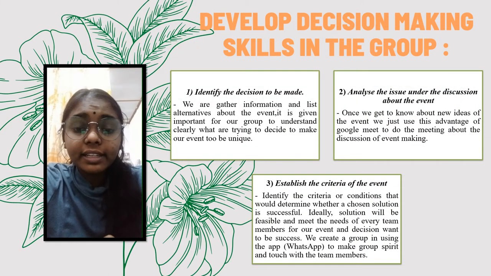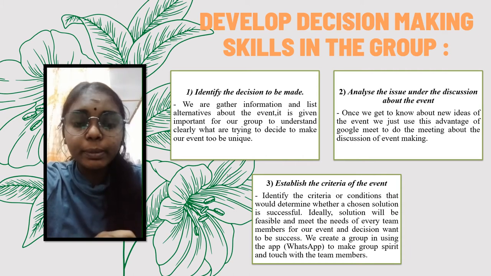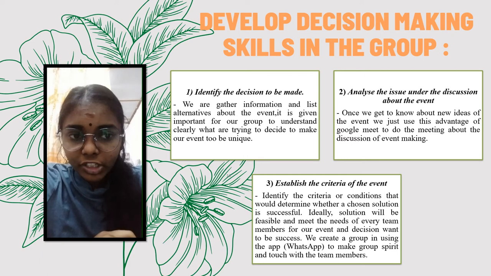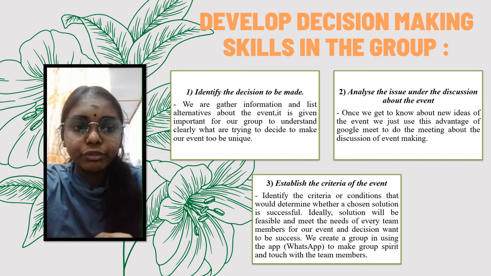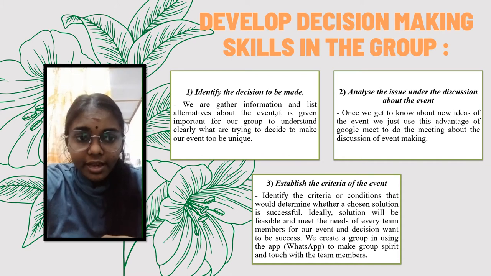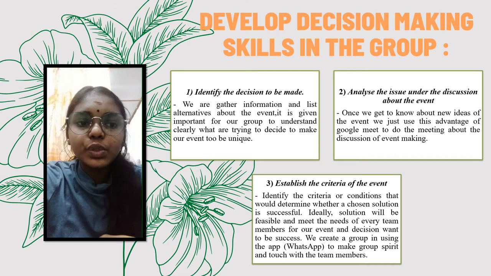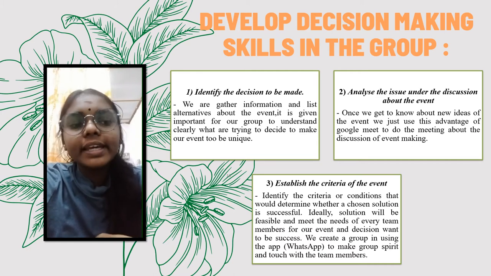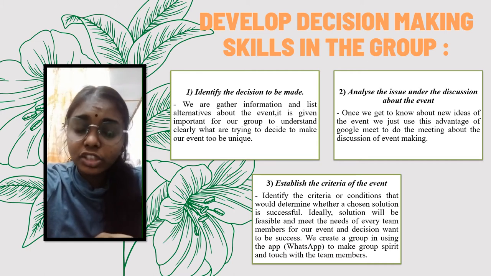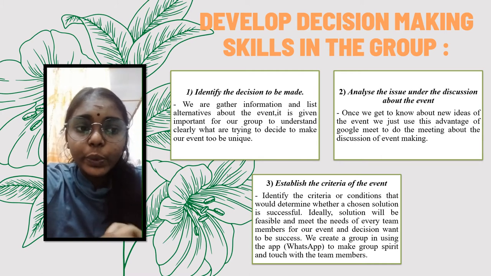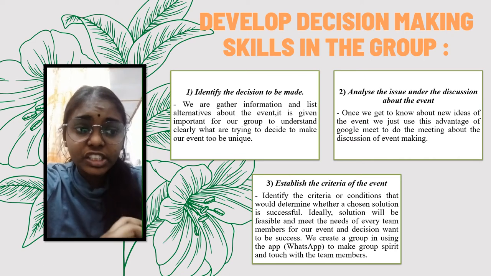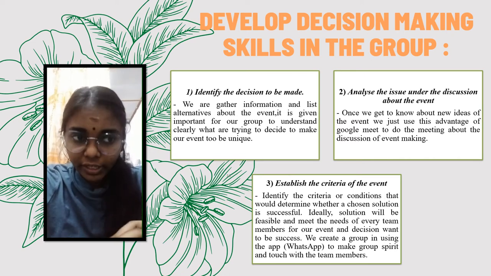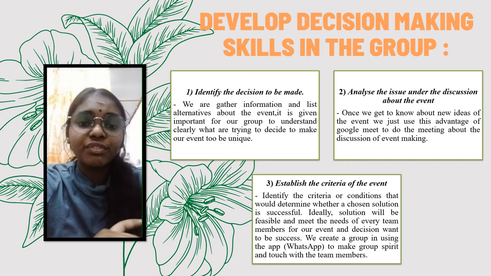Decision making skills in the group. Firstly, identify the decision to be made. We gather information and list alternatives about the event. It is important for our group to understand clearly what we are trying to decide to make our event unique. Second one, analyze the issues under the decision about the event. Once we get to know about new ideas for the great event, we use the advantage of Google Meet to hold meetings about the discussion of the event.